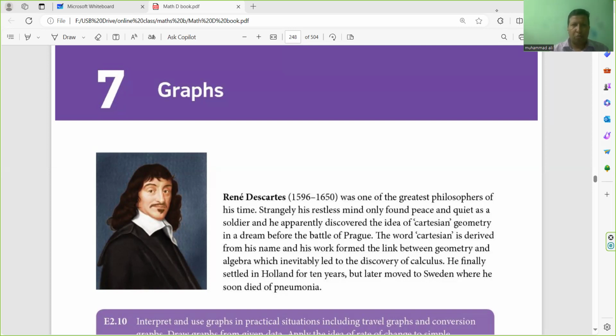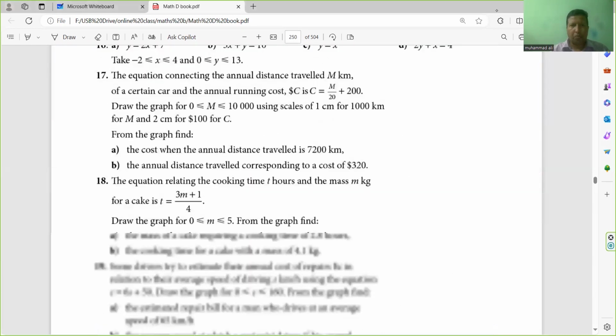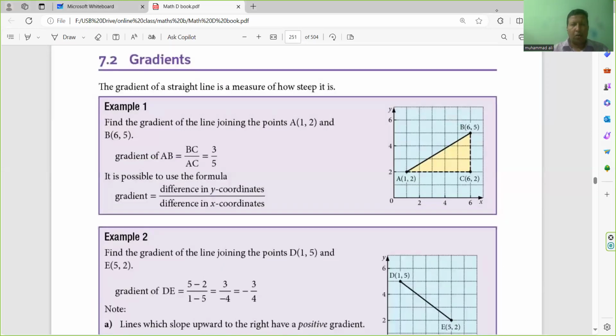Today, from the Mathematics D book, we will start something from chapter 7, the graphs chapter. From the graph chapter, we try to understand gradients. The gradient of a straight line is a measure of how steep it is.